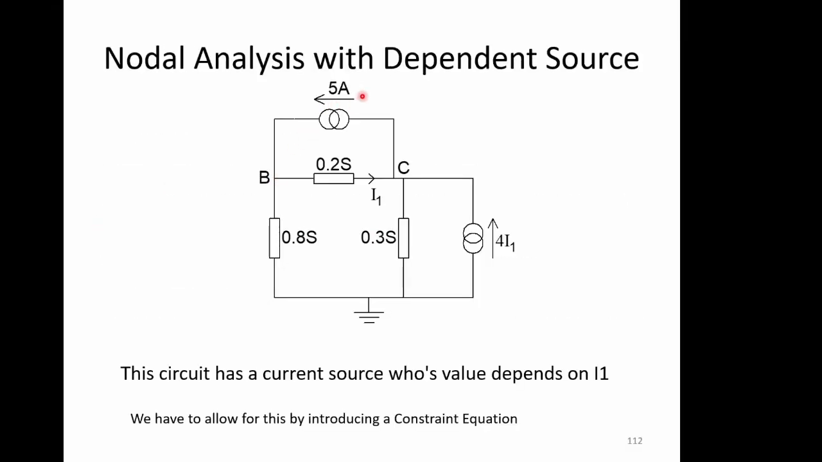So it's just 5 amps, it's fixed. This one is an independent source, and this is a dependent source, because the value of this current source depends on the value of I1. If I1 varies through here, for whatever reason, this current source here will also vary. So that adds a bit of complexity into the analysis. So we have to allow for this by introducing a constraint equation, and then we can basically follow the same rules as we did before.